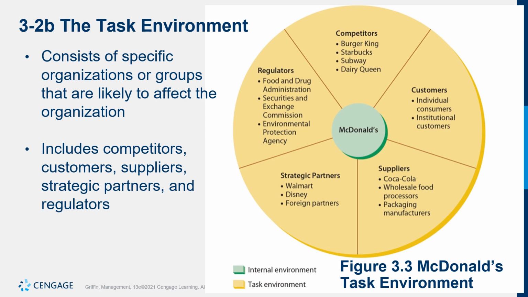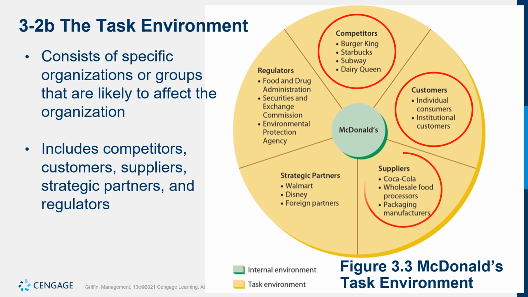Going back to our McDonald's example earlier, the task environment of McDonald's in the US branches includes their competitors like Burger King, Starbucks, Subway, Dairy Queen. The customers, who are the individuals as well as institutional customers. The suppliers include Coca-Cola, wholesale food processors, packaging manufacturers, and others. Strategic partners include Walmart, Disney, and other foreign partners.